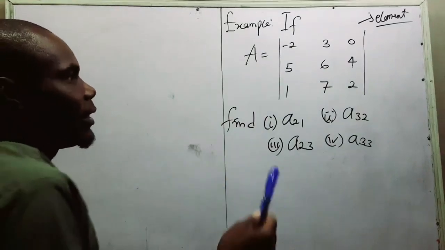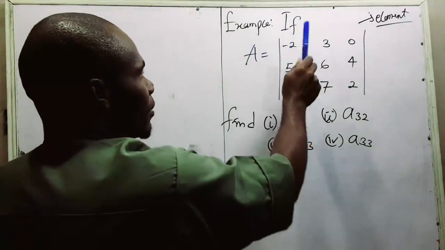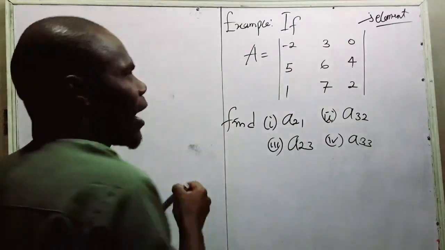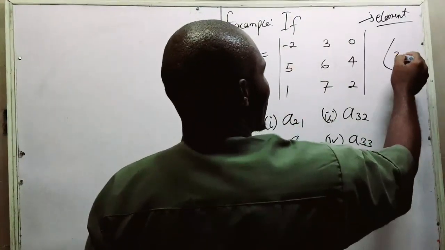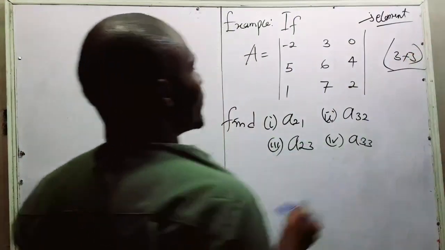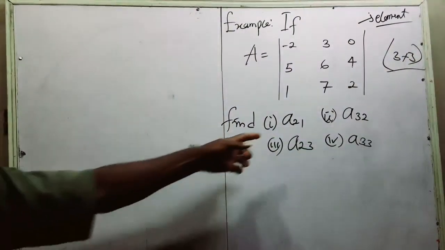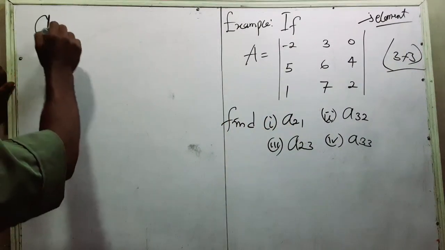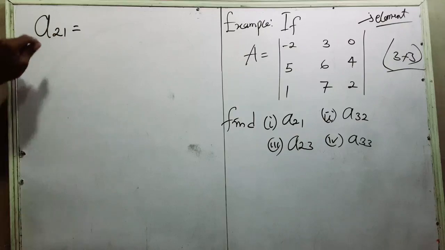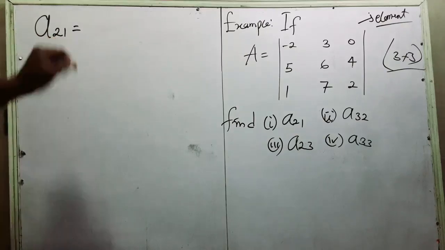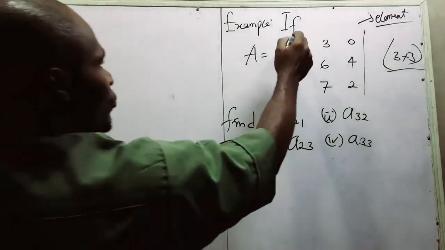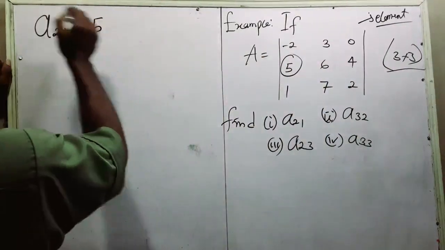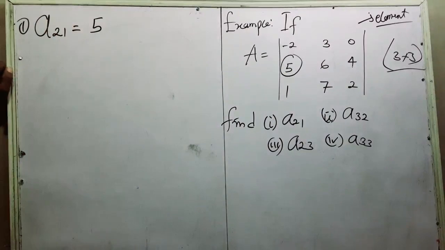Now, what we are here to find, from what we have done so far, we have talked about the orders of matrix. If you look at this, we have 3 rows: 1, 2, 3. How many columns? 1, 2, 3. So the order of this matrix is 3 by 3. But what we have to find now is where A21 falls. A21 means A row 2 column 1. So which one is row 2? This is row 2 column 1. It gives us 5. That is what we have to find.